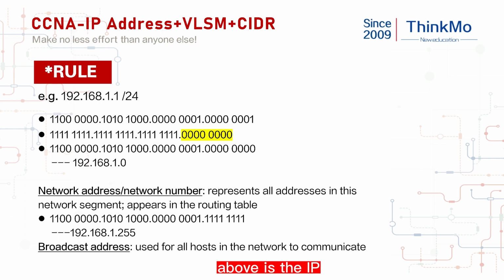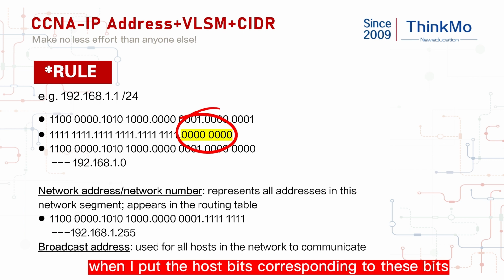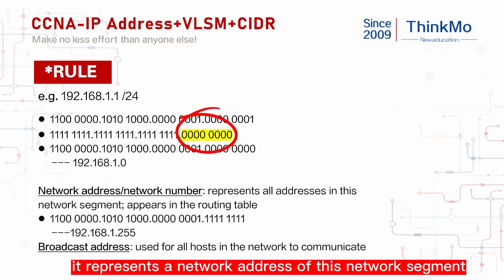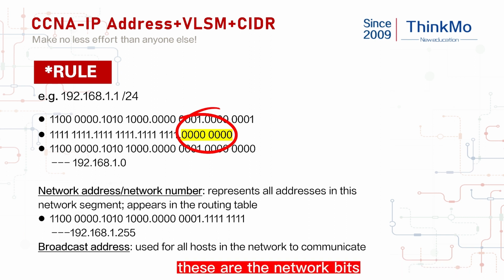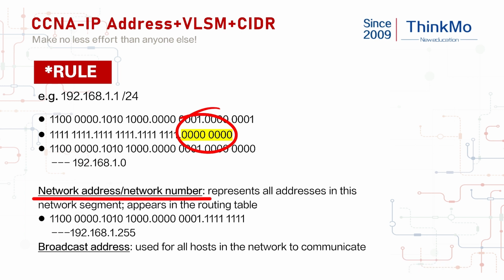Okay. Above is the IP, below is the mask. Now the mask is 0. The corresponding part is the host bit. When I set the host bits corresponding to these bits all to 0, it represents the network address of this network segment. These are the network bits, all immutable values. Then the latter all take the value 0. When all host bits are 0, this represents the network address of a network segment. Notice, it is also called the network number.